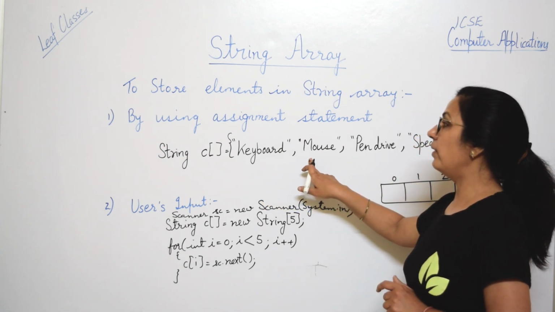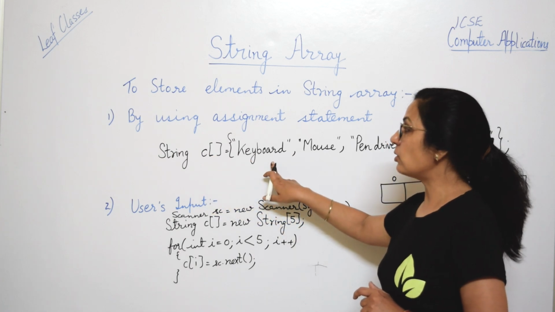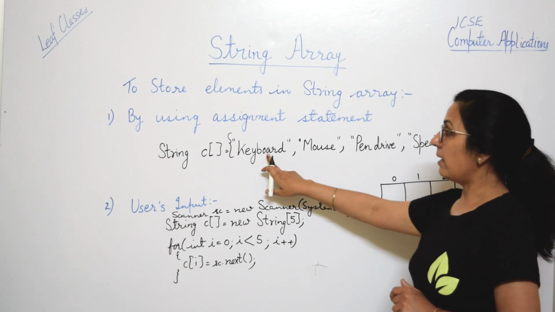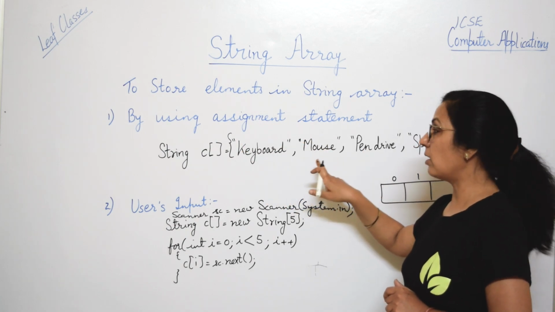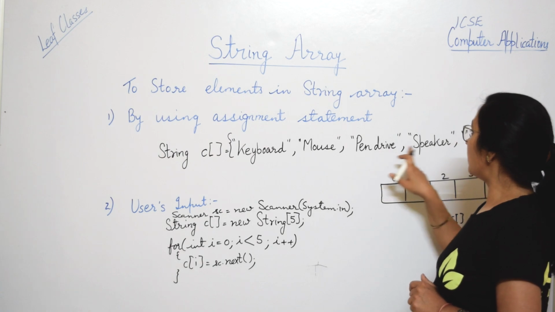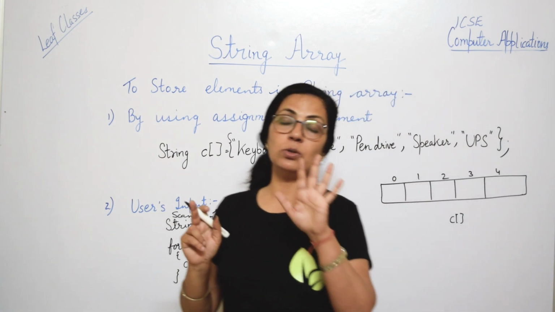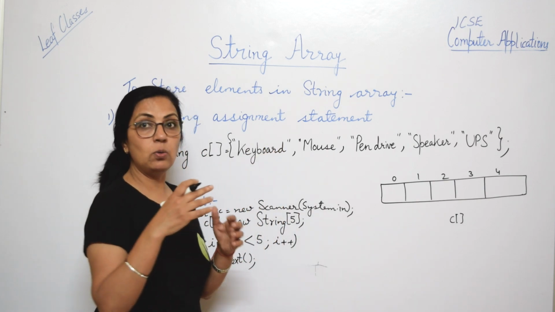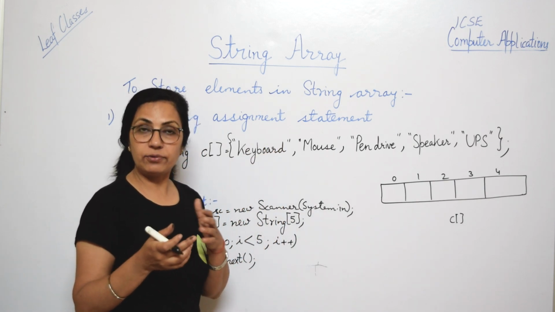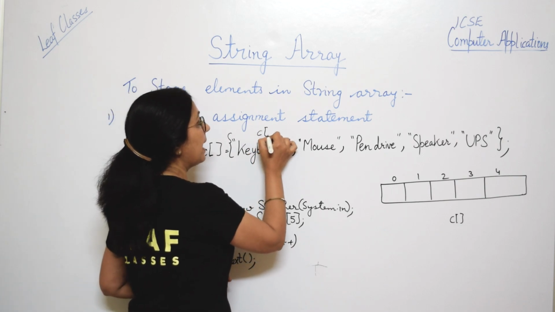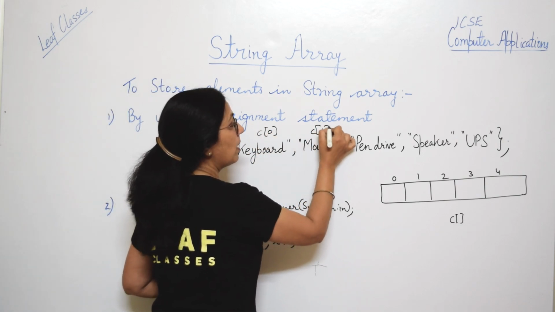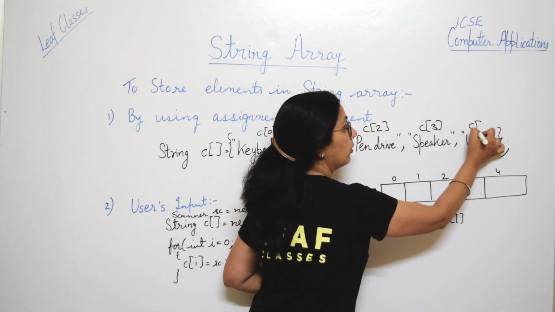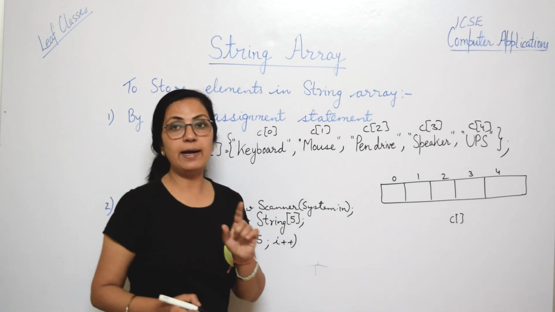Each value you will put, because it is a string array, so string constants will be given separated by commas. So here first is keyboard enclosed within double quotes. Then mouse, pen drive, speaker and UPS. I have stored a total of 5 elements here. So if you see this, when we want to use these values afterwards in the program, this will be as C0, C1, C2, C3 and C4. Alright. So total 5 are there.